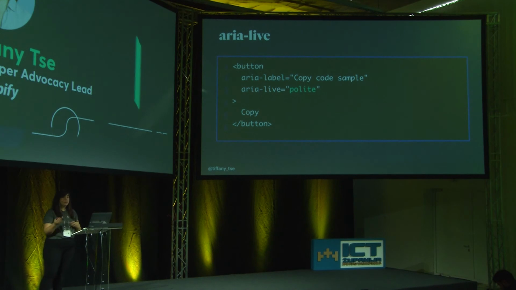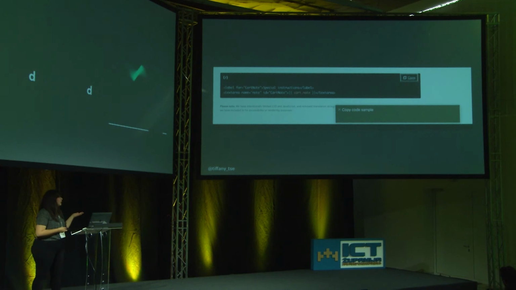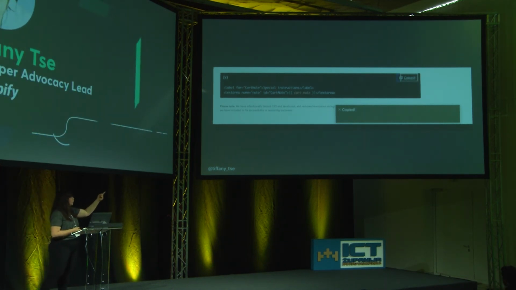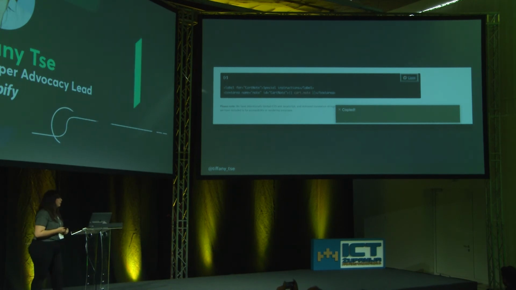we don't want it to override other messages. So polite just means it'll wait for a second and then read it out after other messages are read. You can also tell it to just interrupt things. But so this is what it looks like. I have VoiceOver on my Mac, and you can see when I hit copy, it reads out copied to a user who has a screen reader running.